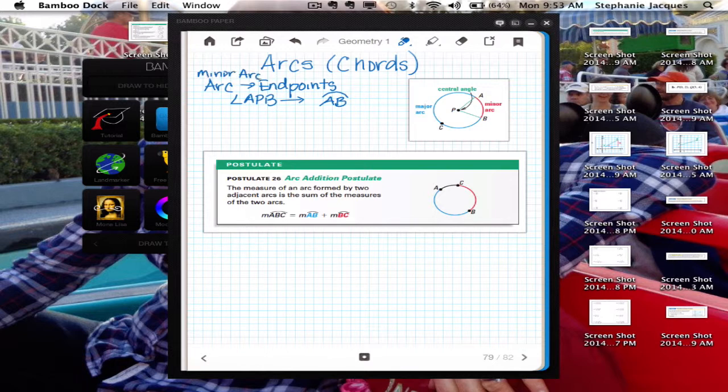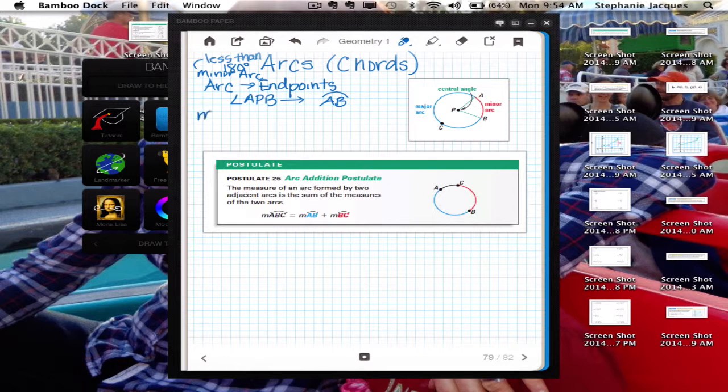So we're going to put up here minor arc. All a minor arc is, is an arc that is less than 180 degrees, because at 180 degrees, that's going to be a semicircle. So this one would be considered a minor arc because it's less than 180.